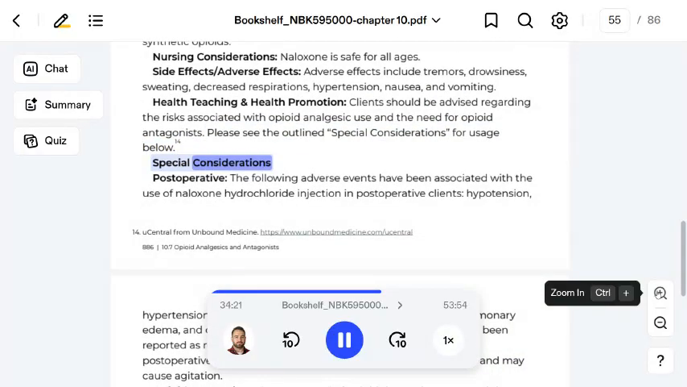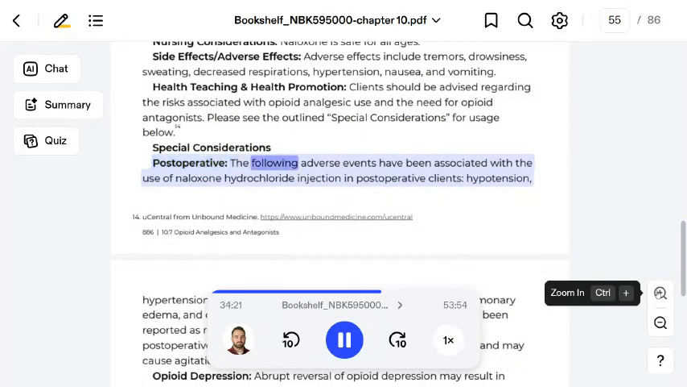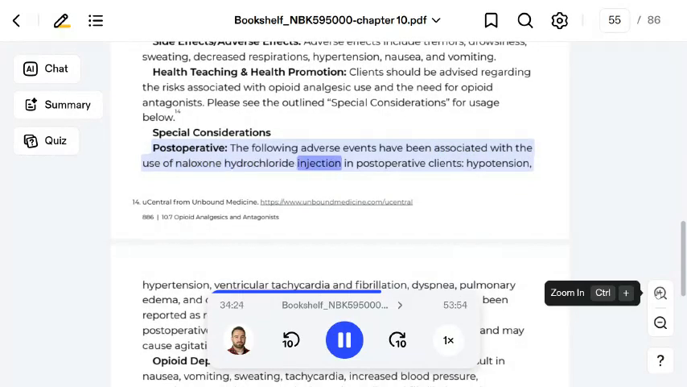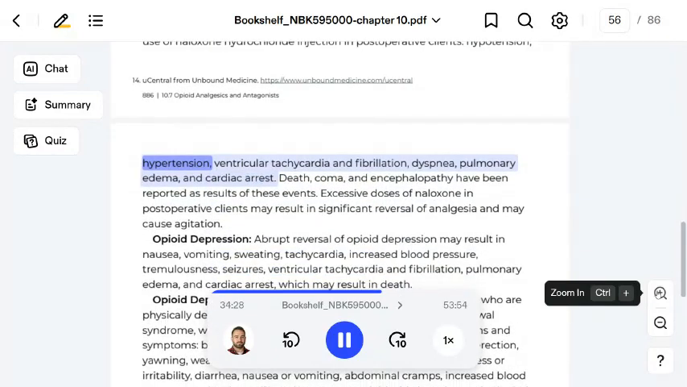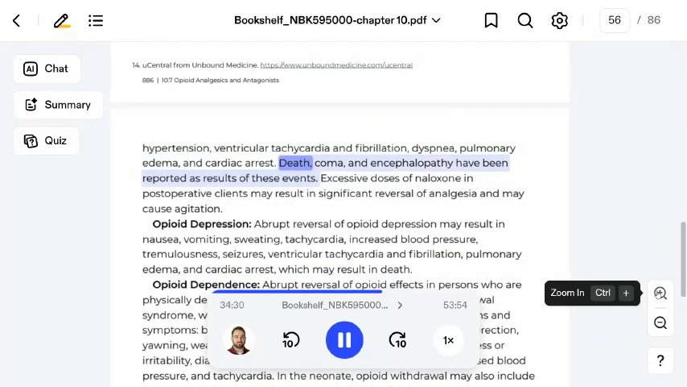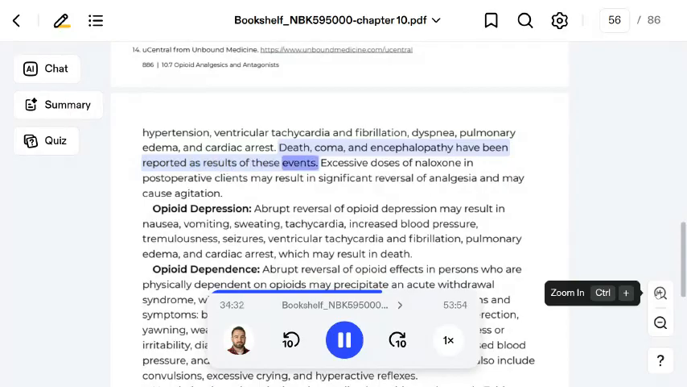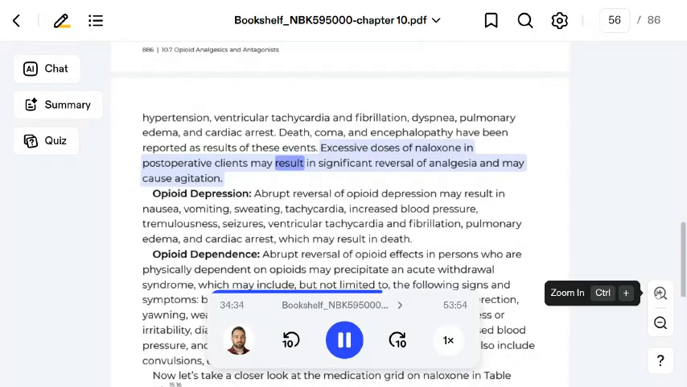Special considerations. Postoperative. The following adverse events have been associated with the use of naloxone hydrochloride injection in postoperative clients: hypotension, hypertension, ventricular tachycardia and fibrillation, dyspnea, pulmonary edema and cardiac arrest, death, coma, and encephalopathy have been reported as results of these events.